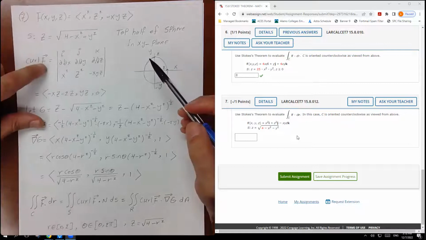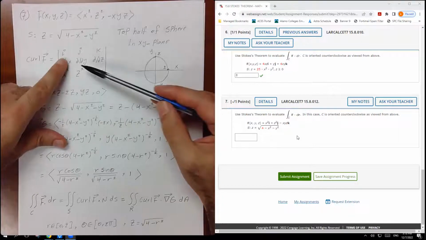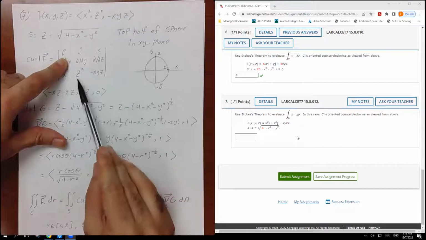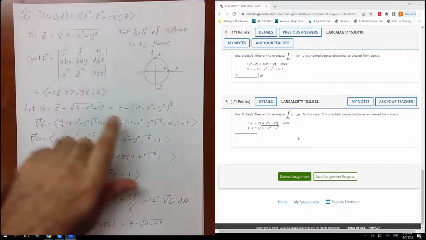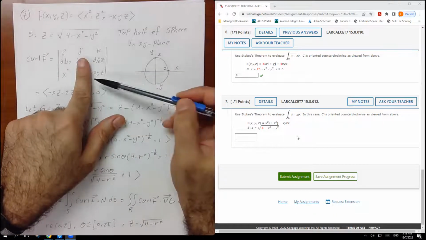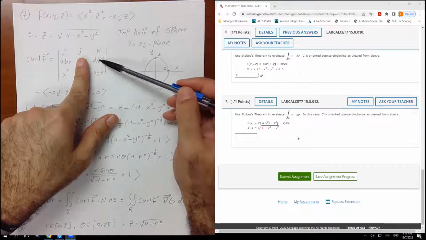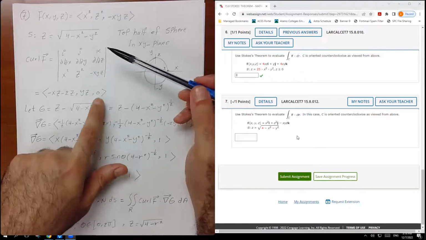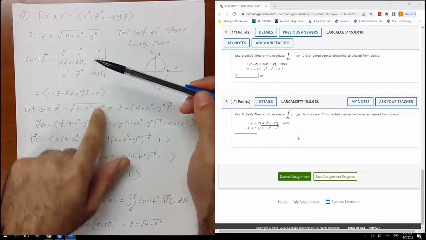So the curl of f is going to be x squared z squared, and negative xyz. For the i, the derivative with respect to y is going to be negative xz, minus the derivative with respect to z, which is going to be negative 2z. For the j, the derivative with respect to x is going to be negative yz, minus the derivative with respect to z, which is 0. That's why we have positive yz. And for the k, the derivative with respect to x is 0, the derivative with respect to y is going to be 0. So we have 0.